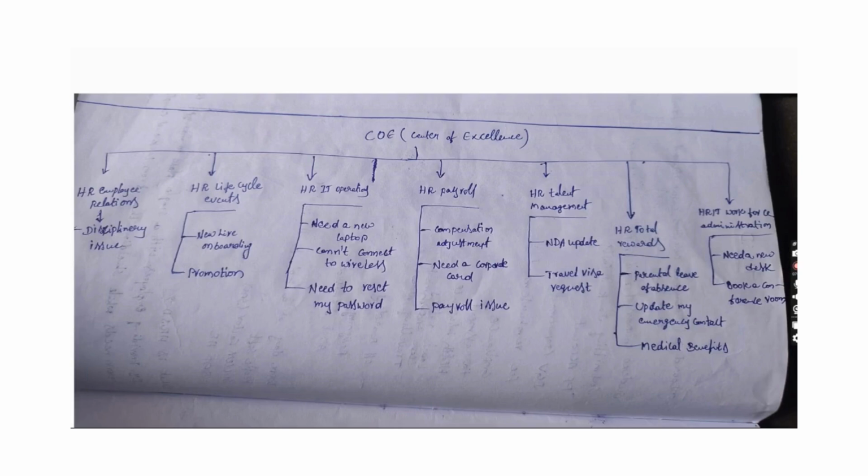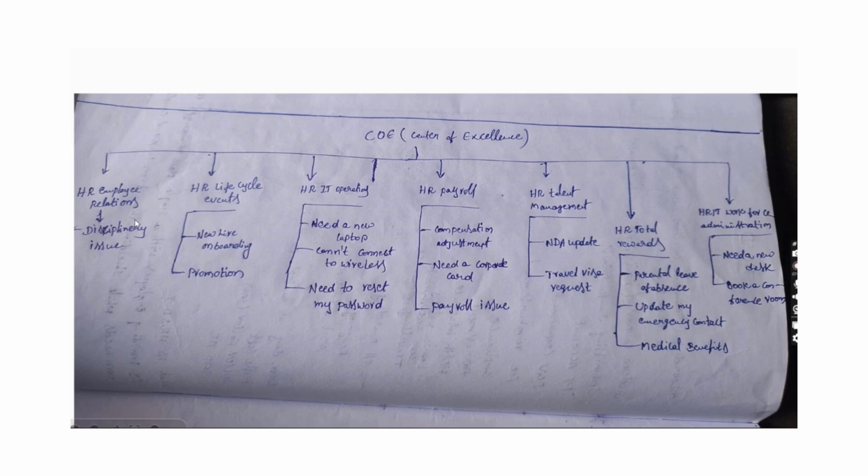Simply to say, it is an extension of the HR case table and is organized around a functional discipline such as employee relations, life cycle events, payroll, talent management, workforce administration, total rewards, and HR IT operations. Next, seven services are provided by the particular HRSD. Those seven services are, just have a look here.